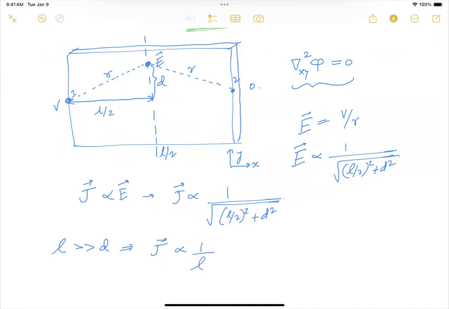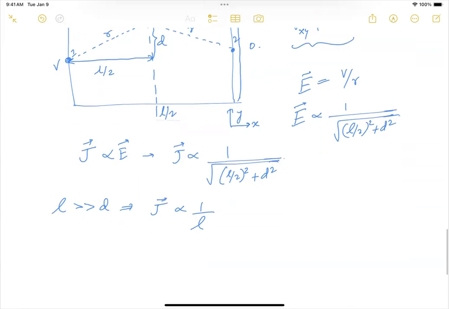to 1 over L. So what we find here is that in this limiting case, where the plane is now behaving as just a line conductor carrying the current density distribution, the cross section is going to be uniform, and the current density is just going to be inversely proportional to L, which is what you would expect from Ohm's law, because the resistance is linearly proportional to L. So this just gives you Ohm's law.